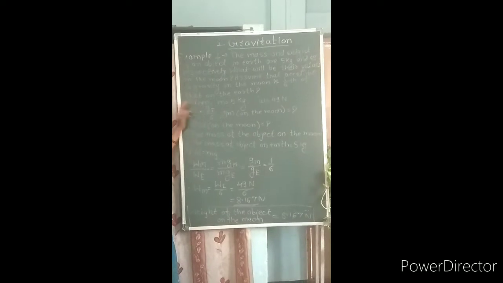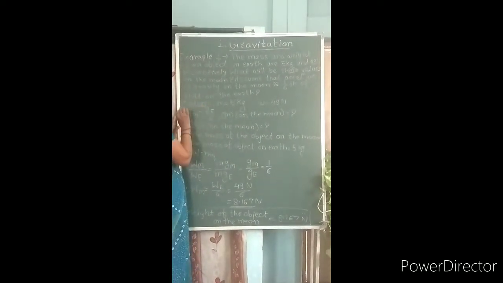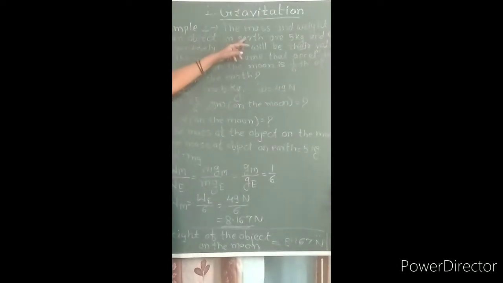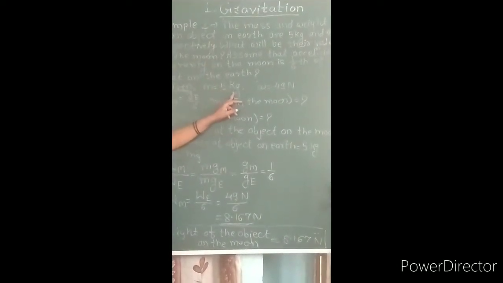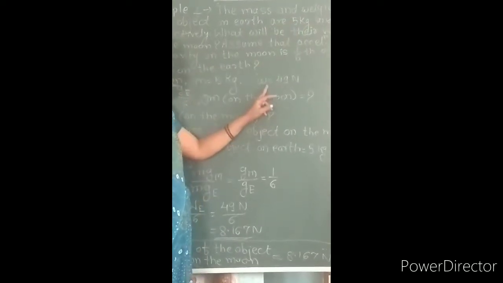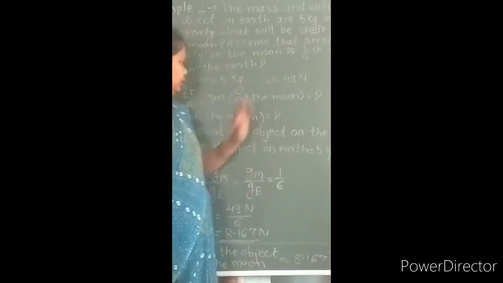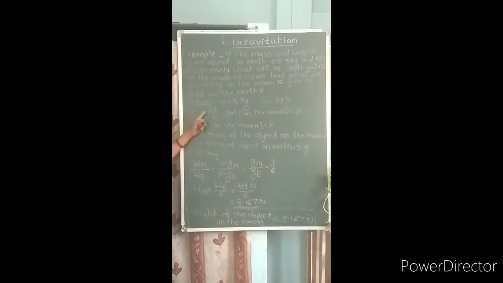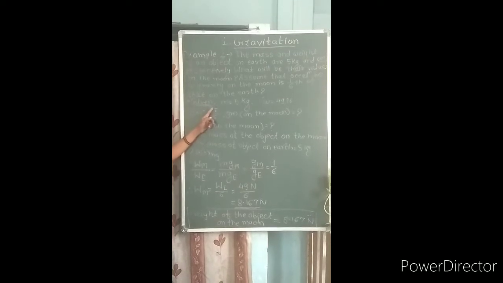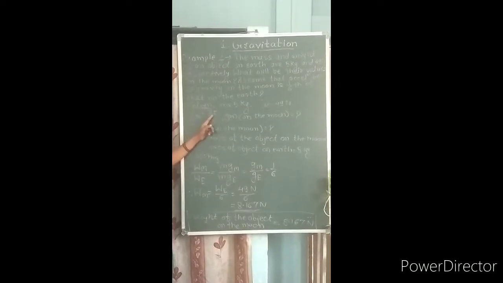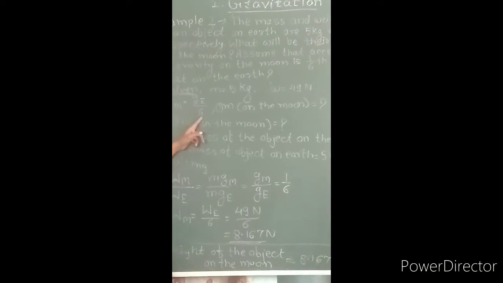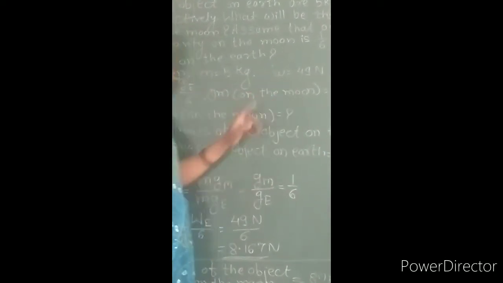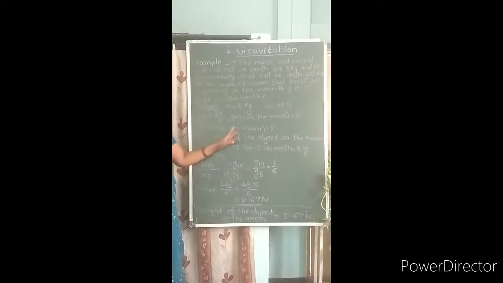First we write the given in this example. Mass on the earth is equal to 5 kg and weight on the earth is equal to 49 Newton. Then acceleration due to gravity on the moon is equal to acceleration due to gravity on the earth upon 6. So first we find the mass on the moon and second the weight on the moon.